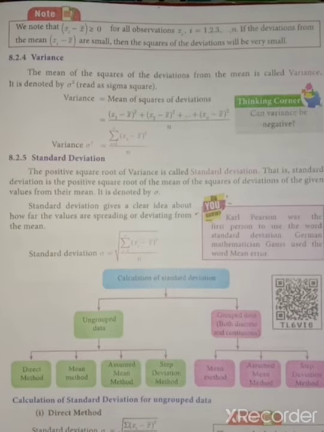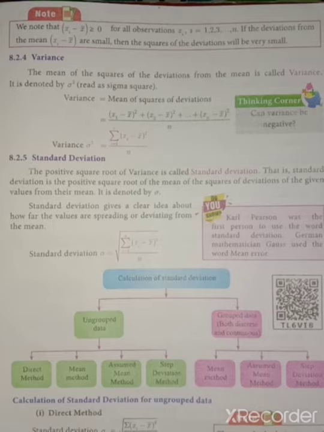Here we have a note: we know that (xi minus x bar) squared is greater than or equal to 0 for all observations xi, i equals 1, 2, 3, up to n. If the deviations from the mean, xi minus x bar, are small, then the squares of the deviations will be very small. That is, if the deviation from the mean is small, the square of the deviation will also be very small.